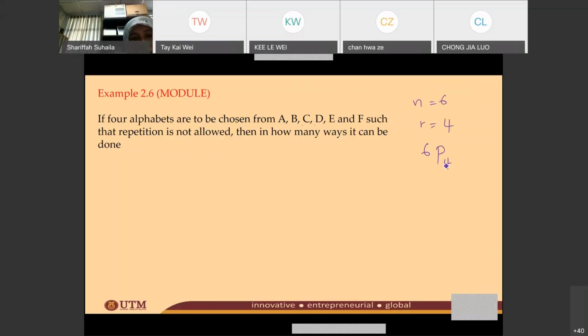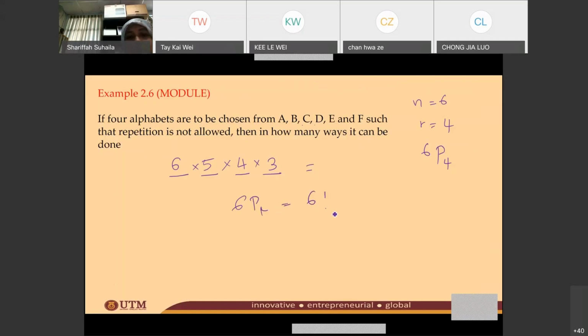Okay. You can also have, let's say, 4 alphabets, okay, 4 spaces, say here. So you have 6 possible values to fit in the first space, okay. So that means you have 6. Second space, because repetition is not allowed, you're only left with 5 choices. The third one, 4 choices, and the last one, you have only 3 choices. So you have 6 times 5 times 4 times 3. So you have the answer. So the same thing, 6P4.